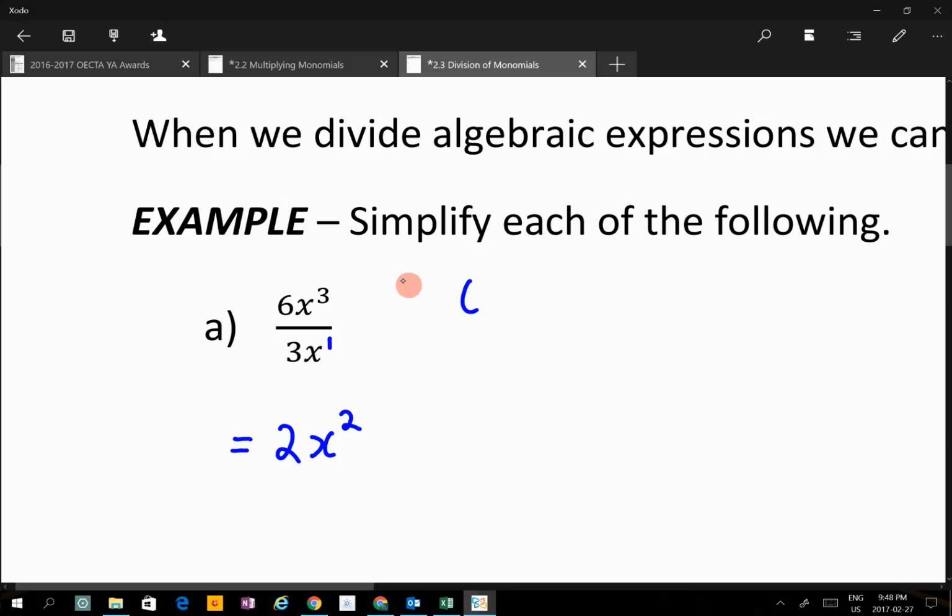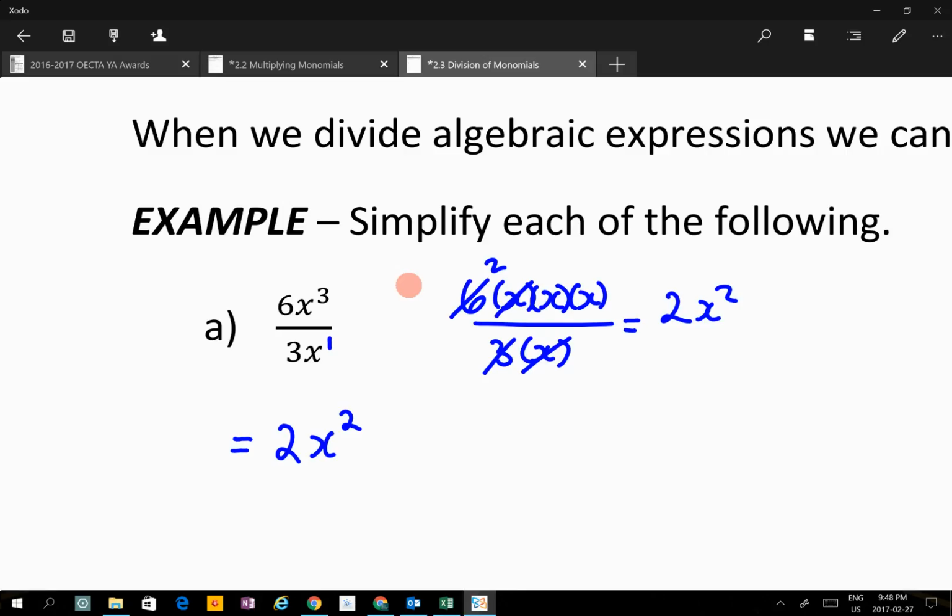If you imagine 6 times x times x times x, this is x cubed, right? So x times x times x is x cubed. And on the bottom, I have 3 times x. I can simply make a cancellation. So x and x cancel each other out, and I'm left with 2 x's. So x times x is x squared. And if I cancel out the 3 from the top and the bottom, this becomes a 2. So I have here 2x squared. Same answer, same result, just different ways of looking at it.